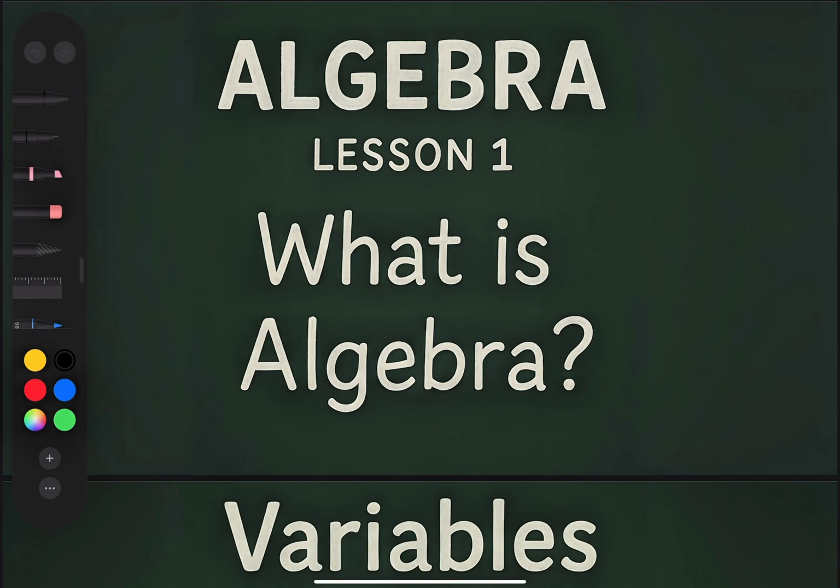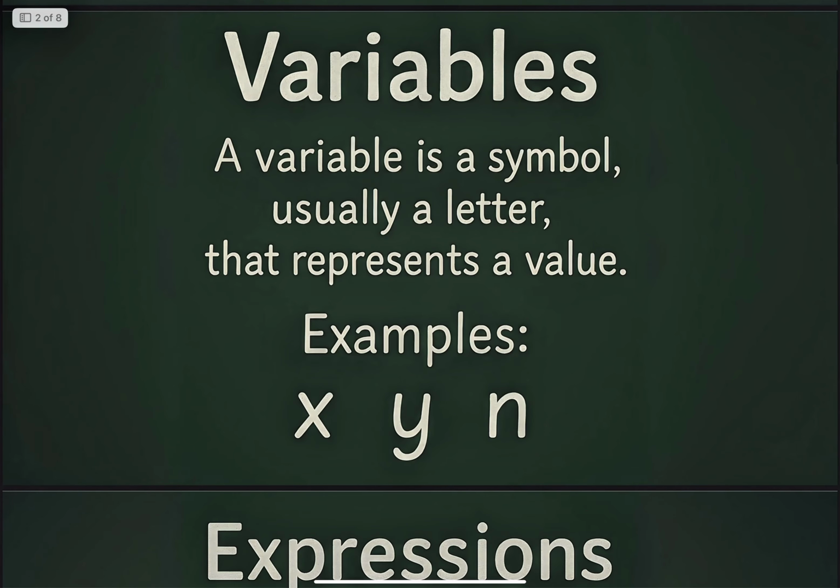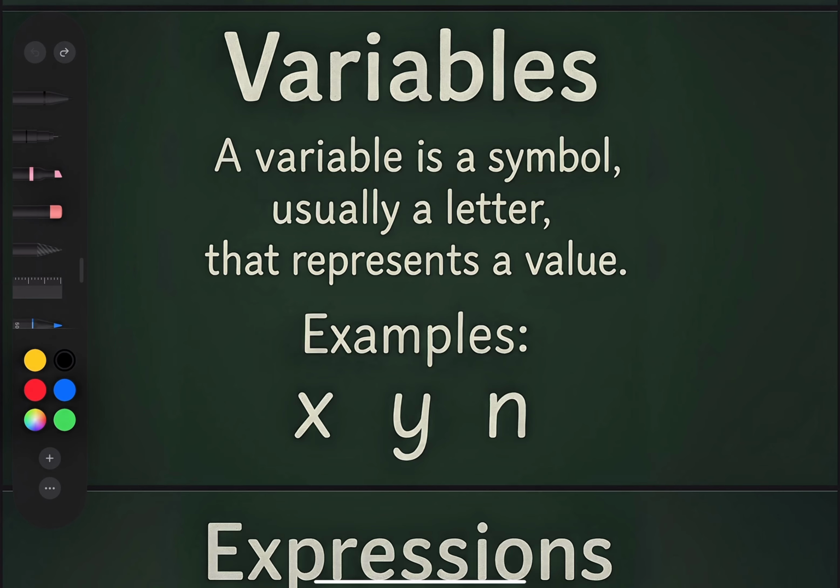Our first lesson for algebra is essentially what is algebra. Okay, so the first thing we gotta know in algebra 1 is what is a variable. A variable is a symbol, usually a letter, that represents a value. So usually in algebra 1 you're gonna see typical letters such as x or even y.